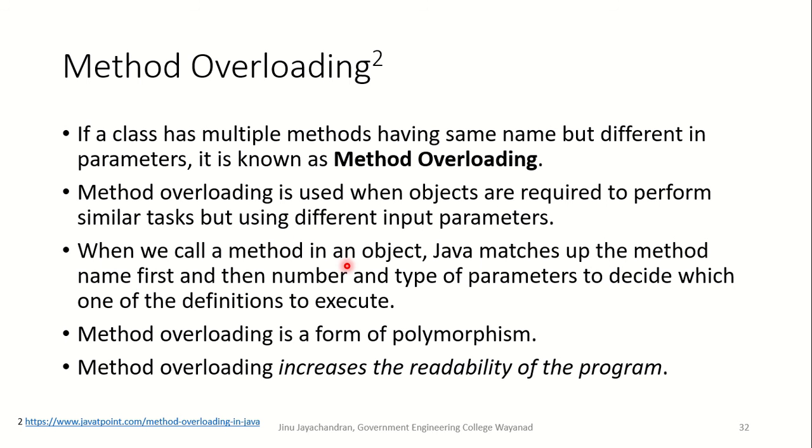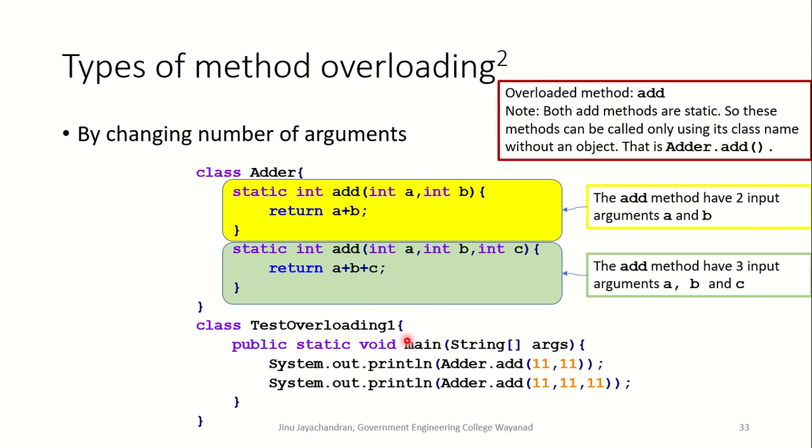So when we call a method in an object, Java matches the method name first, then the number and type of parameters to decide which one of the definitions to execute. Method overloading is a form of polymorphism. Method overloading increases readability of the program. So we will see an example to understand it better.